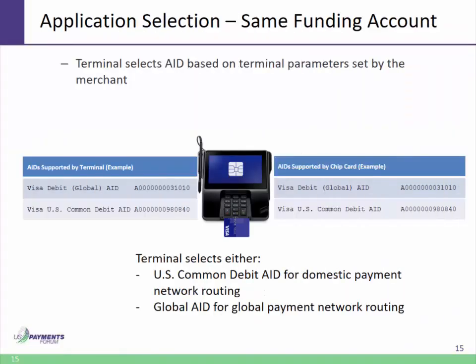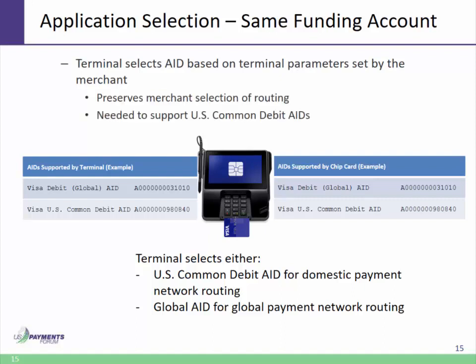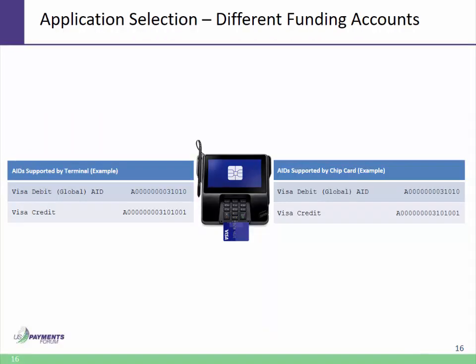When application selection happens for the same funding account, the terminal selects the AID based on terminal parameters created by the merchant, preserving merchant selection of routing, and is needed to support the U.S. Common Debit AIDs, and can allow for cardholder choice if the merchant elects to offer it. However, if the card includes two applications for different funding accounts, then the cardholder needs to make the selection.